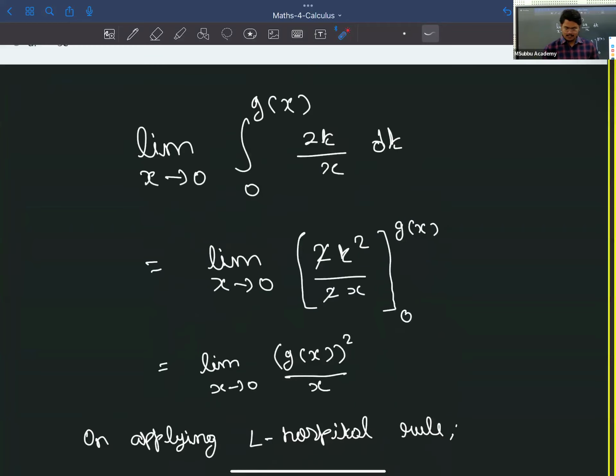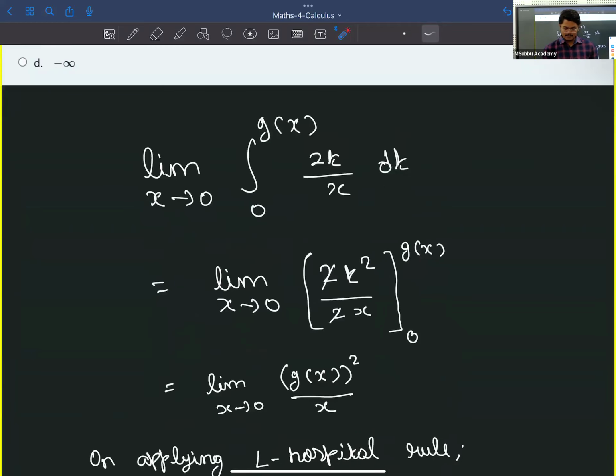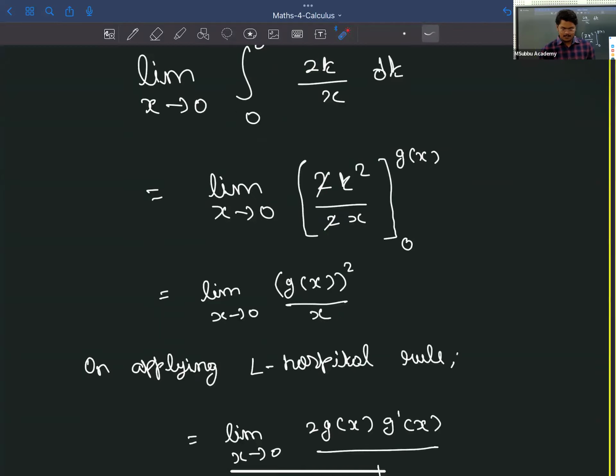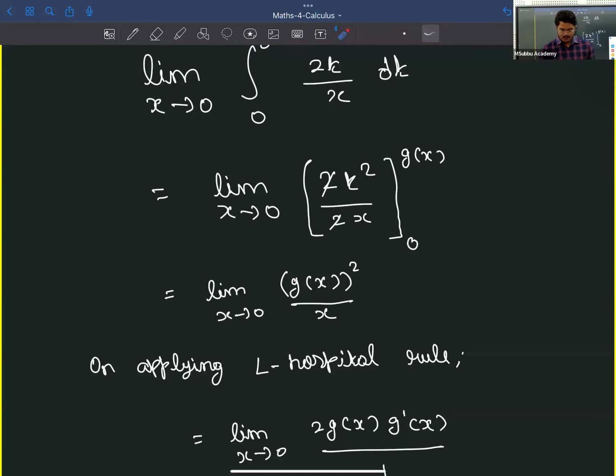When we solve this with respect to t, x will be a constant term, it will just come out. Integration of t is nothing but t square by 2. So this 2 just cancels. Then t square by x. When you substitute the limits, when you substitute 0, this whole term will automatically become 0.